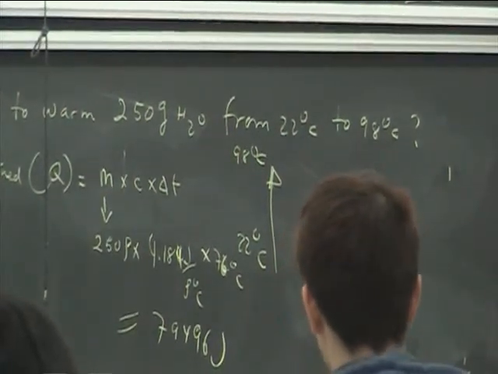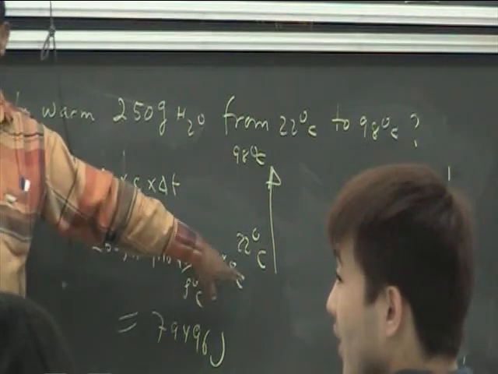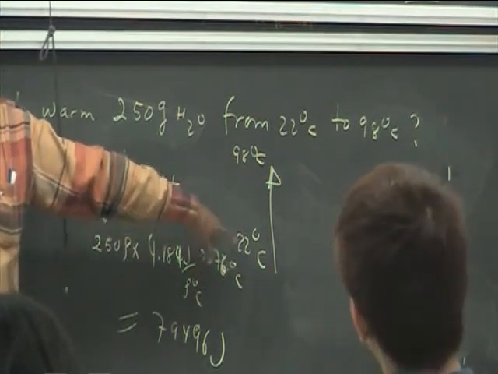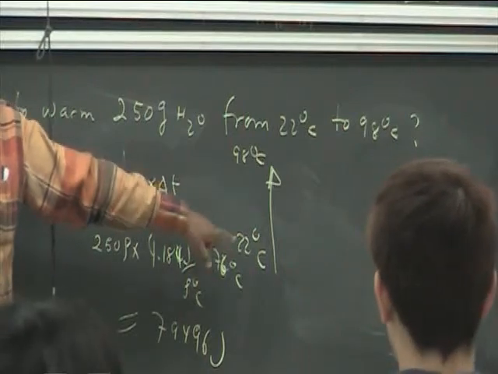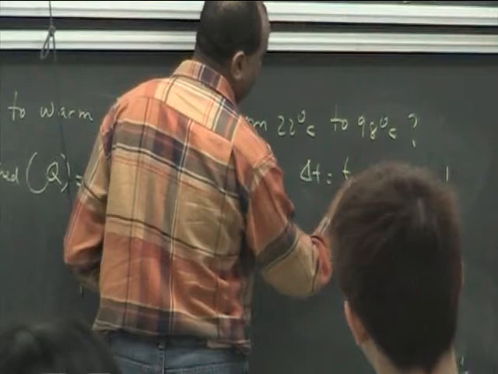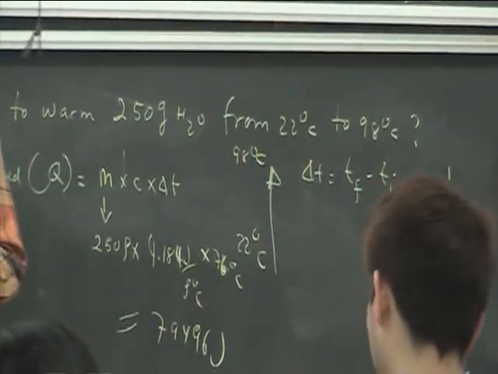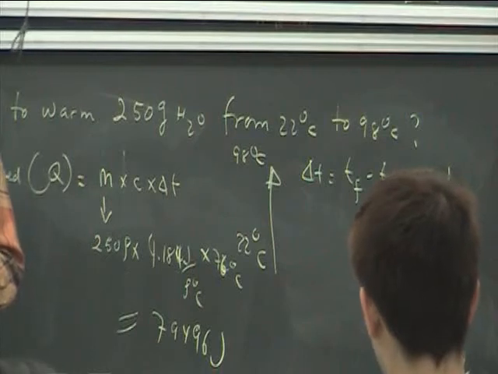I don't know where you got the 76 from. 98 minus 22. Okay, the difference in temperature. What is delta T? It is T final minus T initial. The final temperature minus the initial temperature. That's what delta T is, right?